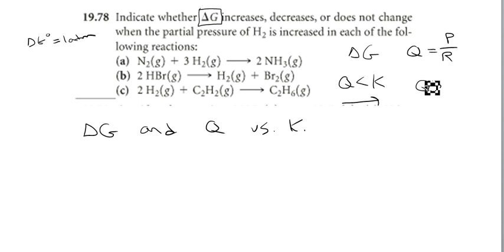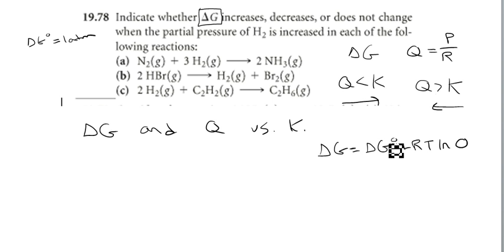And if Q is greater than K, then it has more products than it should have at equilibrium. It needs to go reverse to reach equilibrium. So if this is relating delta G with Q, it's delta G equals delta G standard plus RT times natural log Q. So in each of these reactions, you have to look where hydrogen is.